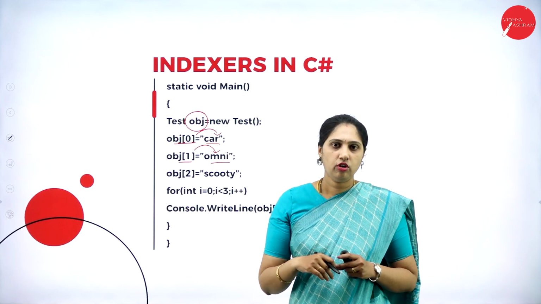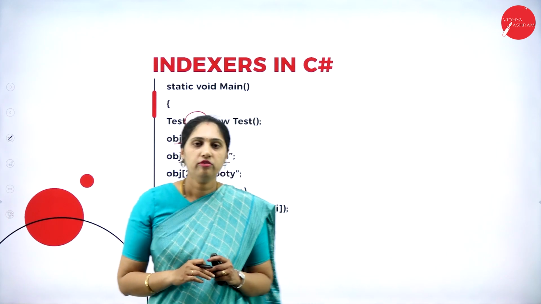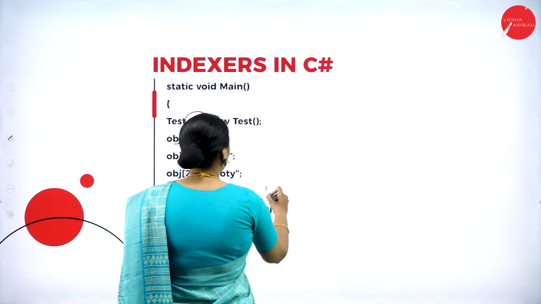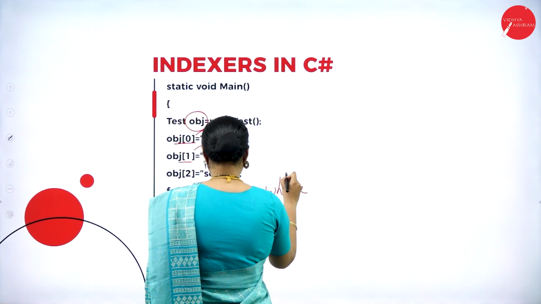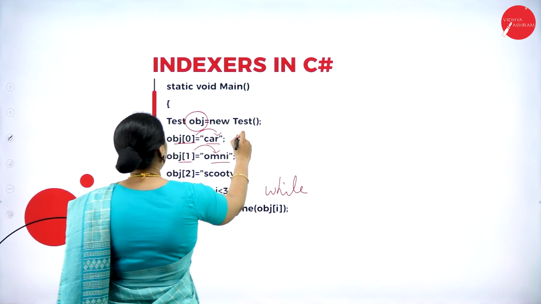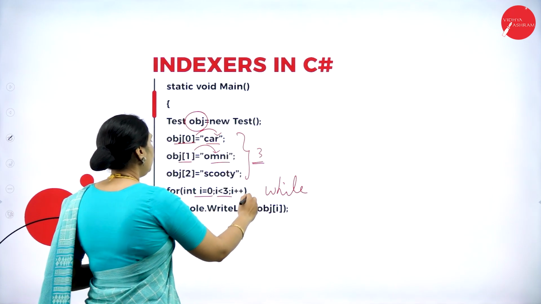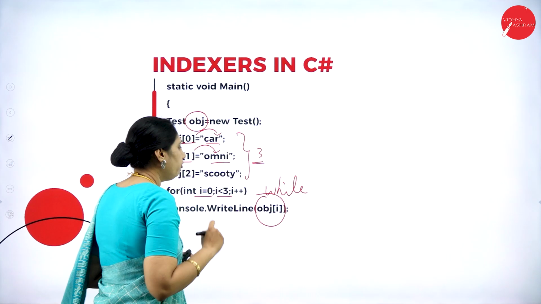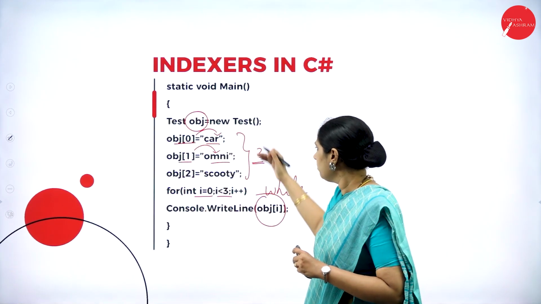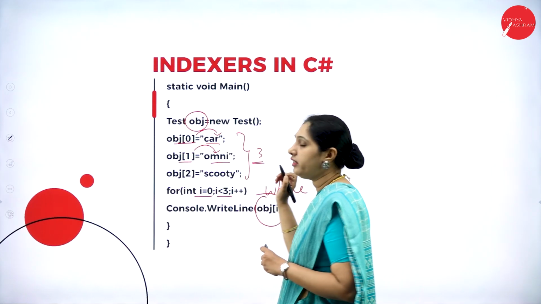Next, after we assign, we'll print all the car names. For that, I'll have a loop. Which loop is it? For loop. If you want, you can take a while loop also. It depends. For I is equal to 0, I less than 3. Why less than 3? We have taken only 3 elements, right? So it is I less than 3, I plus plus. Each time we'll print the object of I. See, instead of an array, I've used an object as an array and printed these values based on the index. So this is what indexers are.